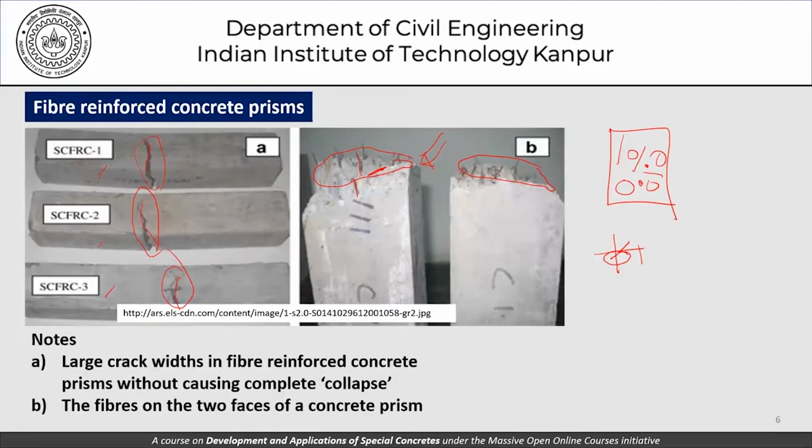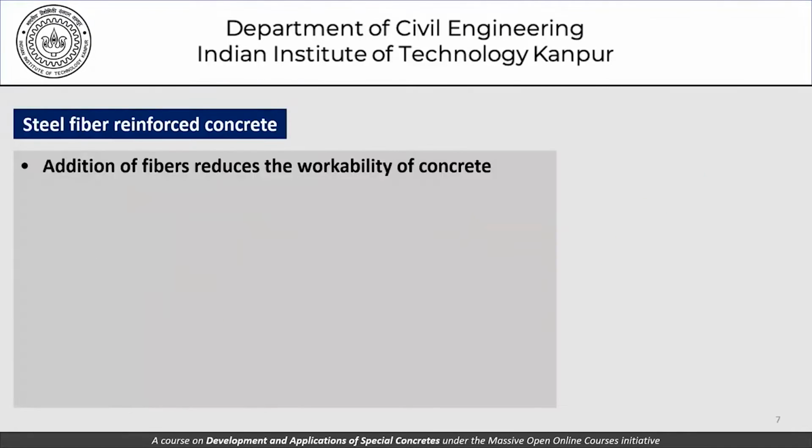So there are large crack widths in fiber reinforced concrete prisms without causing complete collapse. We can see reasonably large crack widths and we can still see that the beam is holding on as far as not collapsing is concerned. So the fibers on the two faces of a concrete prism is what we are shown here, and we've discussed this matter before.